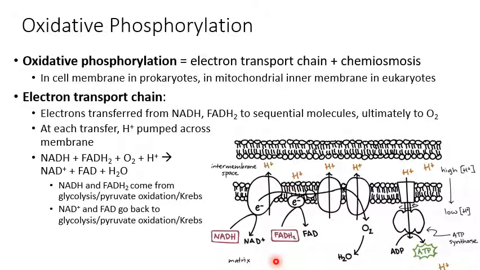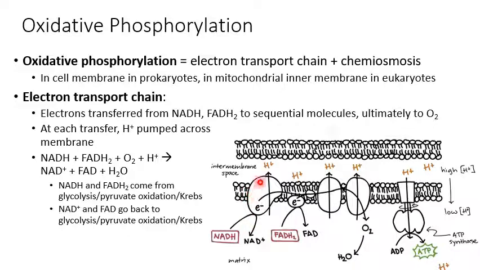So starting with the electron transport chain, embedded in this membrane, whether it's the cell membrane in a prokaryote or the inner mitochondrial membrane in the mitochondrion of a eukaryote, which is what's shown here, you have these protein complexes embedded in the membrane. Each protein complex has the ability to hold electrons. So you're going to have electron carriers come in, like NADH and FADH2. They're going to drop their electrons off onto these protein complexes.